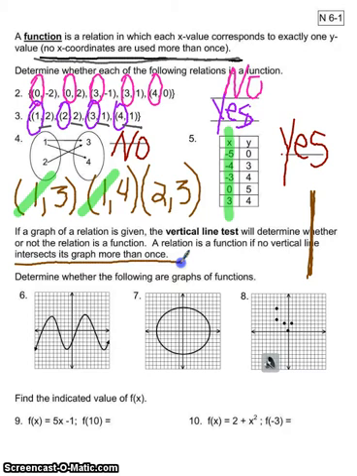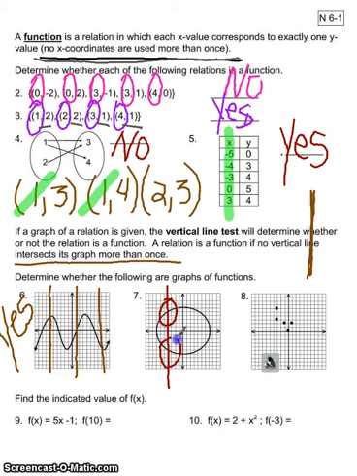A vertical line, remember, goes north and south. I have to be able to draw a vertical line and only touch through one point on the graph. I cannot intersect my graph, which is my drawing, more than once. So if I were to draw a vertical line at any point on this graph, it would only hit once. So I can denote that, yes, that is a function. Whereas on the next one here, if I were to draw a vertical line, I'm going to hit this graph there, and I'm going to hit it again here, which tells me no, that's not a function.